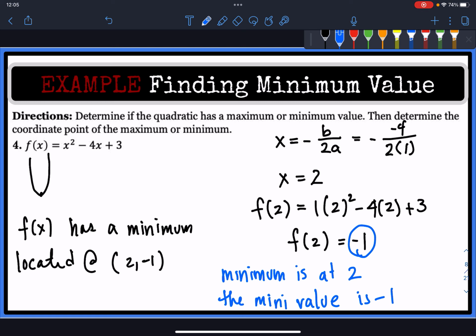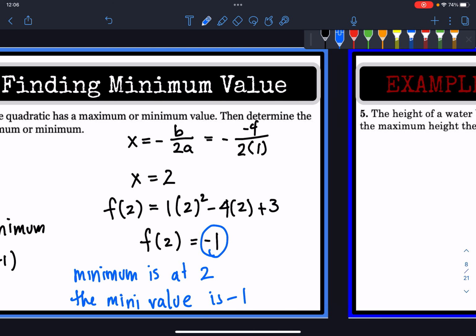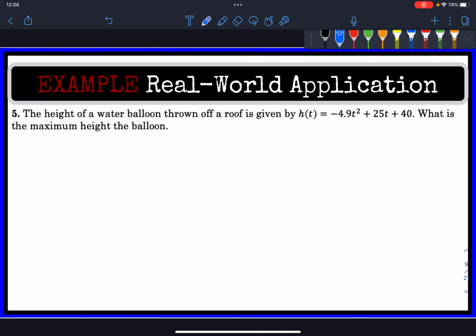So in a real world application, if I ask you to find the maximum or minimum value, as you'll see in some examples, I'm asking you to find the y coordinate of the vertex. For example, let's say that the height of a water balloon thrown off of a roof is given by this function h of t. We want to find the maximum height of the balloon. First, I have to figure out where the maximum is occurring, so we're going to start by figuring out the x coordinate of our vertex.